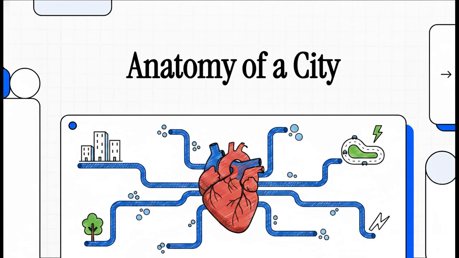Every street, every underground pipe, every park, they all play a biological role in keeping this giant creature alive. And today we're really going to focus heavily on the lifeblood of that organism, its water systems. Okay, let's dive into this explainer and dissect the invisible anatomy of our urban world.